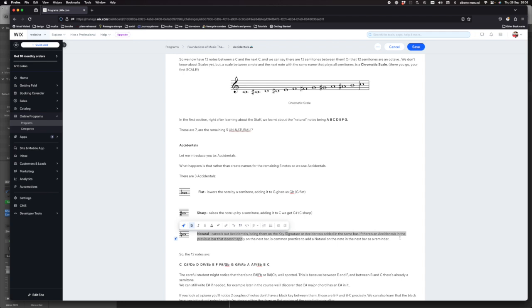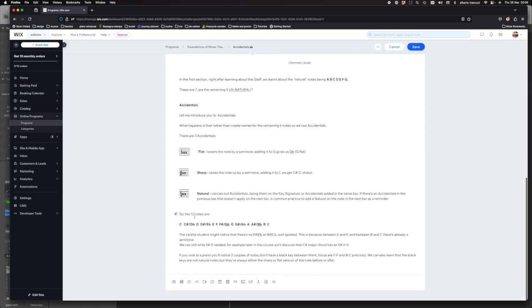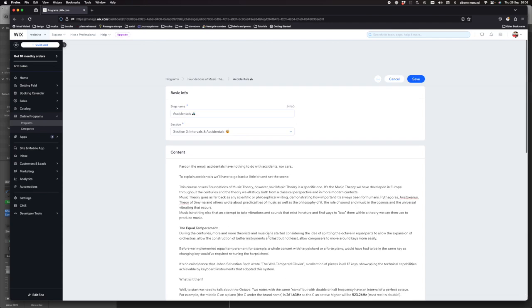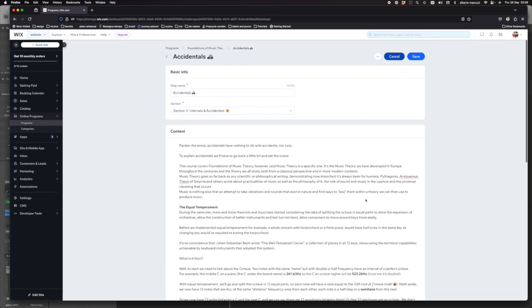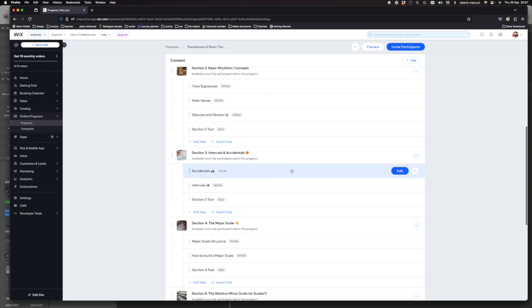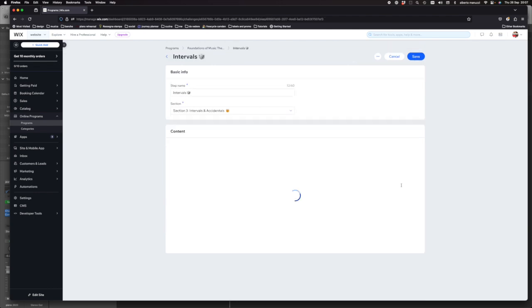As long as they're within the same bar, you put the accidental once, and any other occurrence of that note is altered. Then the next bar, you go back to whatever is defined by the key at the start of the song. All right, here we go. Anyway, you can go through the modules here to go through exactly what I'm saying now.